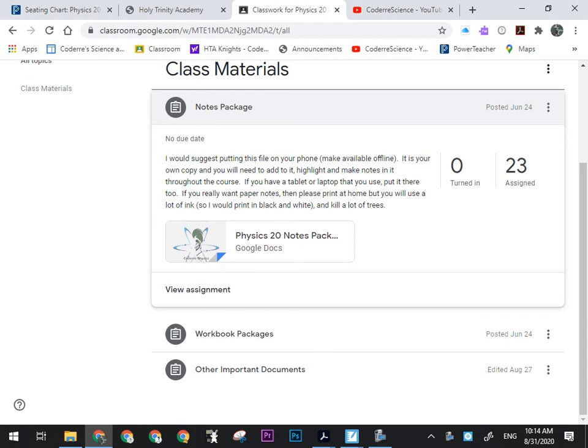But know that there'll be times where I'll say you need to add this to your notes. So you need to be able to, that file is yours. You can modify it through Google Docs. Even if all you have is your phone, you can do it through your phone. But that'll be your notes package. You'll be using that very, very often.